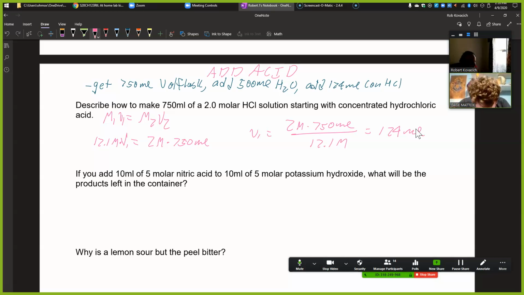So we kind of do it in multiple ways, or we do a water addition, then we do the hydrochloric acid addition, and then add water, H2O, near the line, and then fill to the line with a dropper.